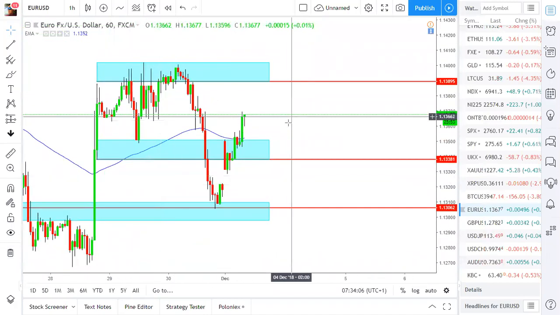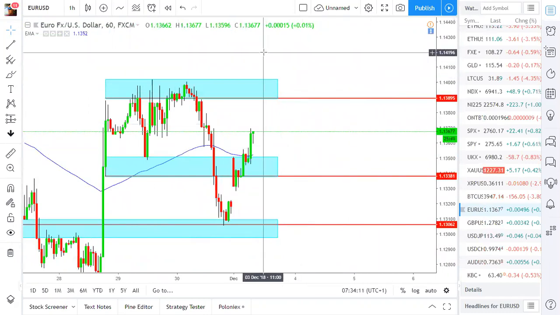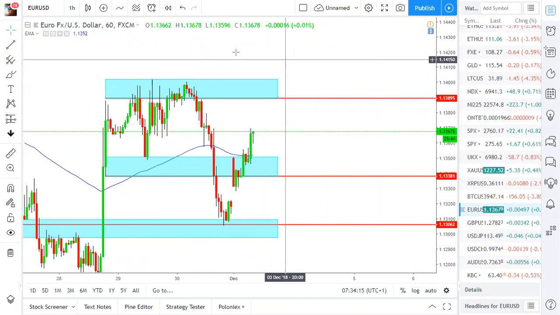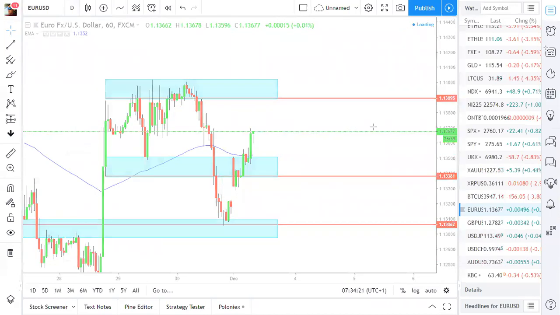But I just woke up and I'm looking at the charts this morning, and I just quickly want to give you a quick summary of what I'm looking at and what I'll be looking for this week on the five major currency pairs that I trade.